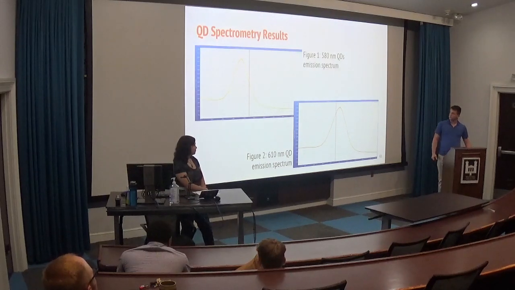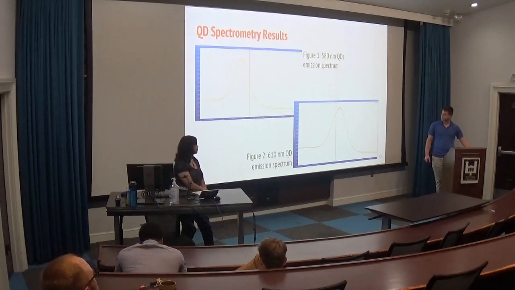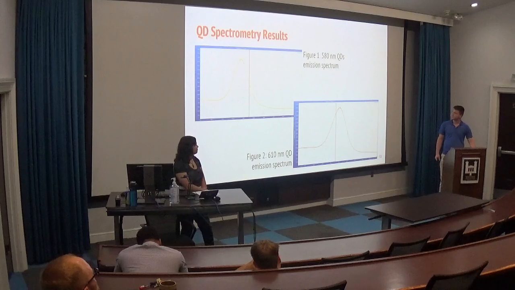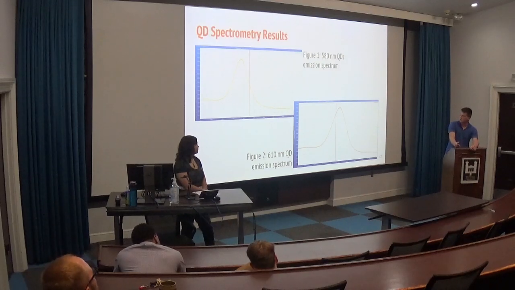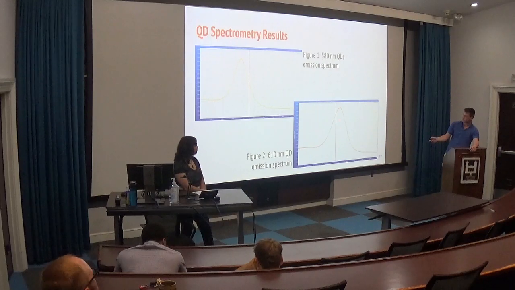Like Emily said, with the use of the 405 nanometer laser, we are able to excite different samples of quantum dots. And this is what results from a spectrometer would look like. Mainly what you're looking for on this slide is just to notice that these 2 different peaks for these 2 different diameter size quantum dots are at different spots wavelength-wise, which is what we expect to see.